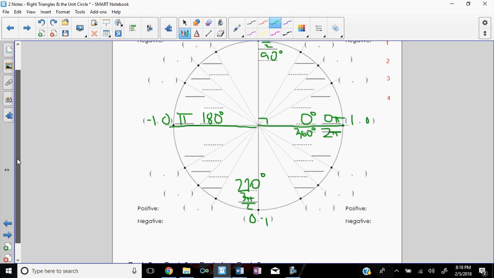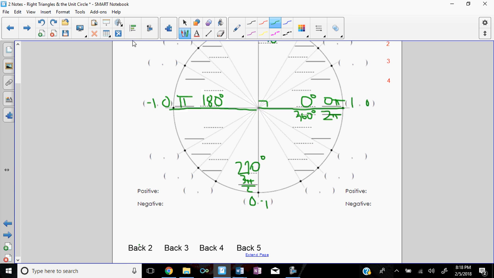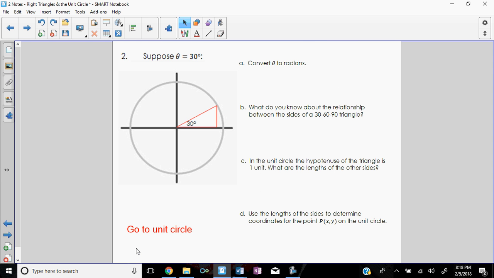All right. So let's go back to our class notes. All right. So we're going to look at the most common angles in a unit circle. So the 30-degree angle, the 45-degree angle, and the 60-degree angle, in addition to the 4 angles that we just looked at. So let's take a look at our 30-degree angle.